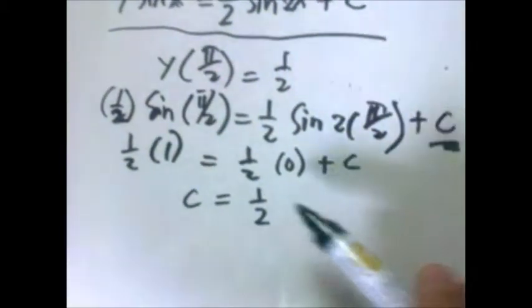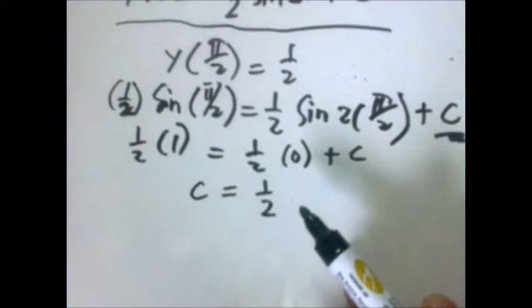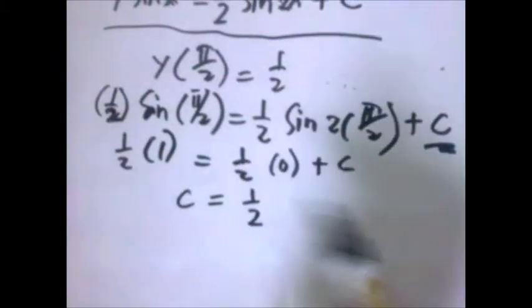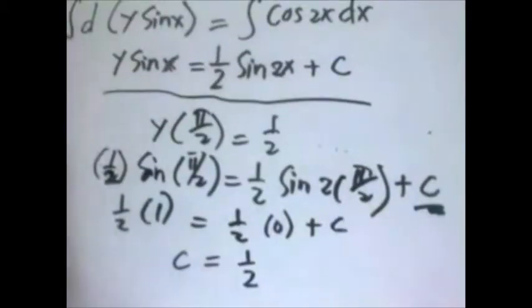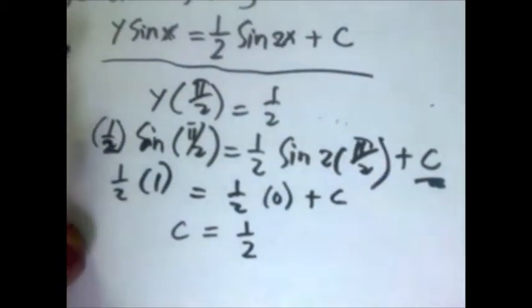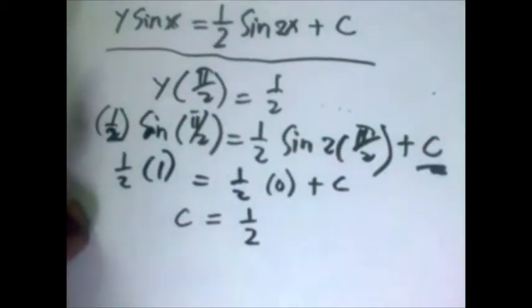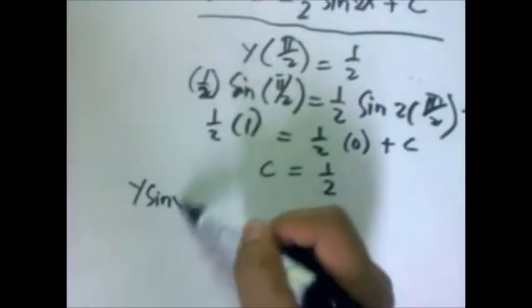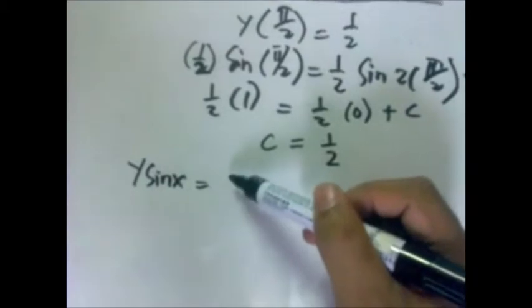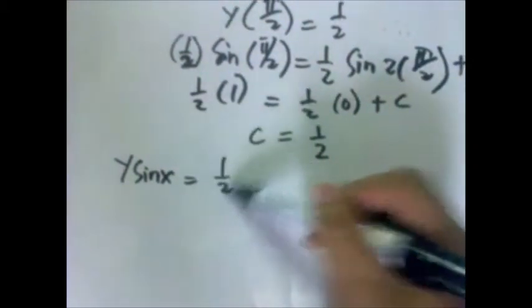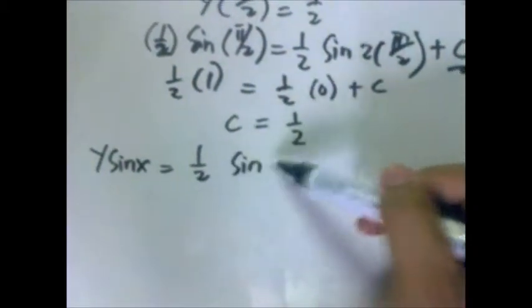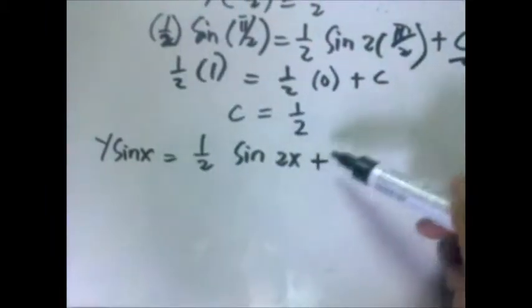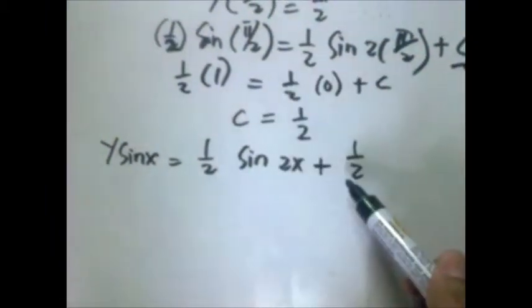So we have now come to the value of c, and we simply have to put it in the equation that we arrived at a while ago. So our equation now becomes y sine x is equal to 1 half sine 2x, then plus c, which is plus 1 half, because c is 1 half.